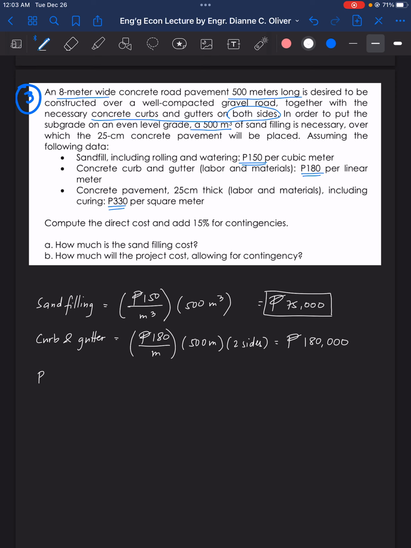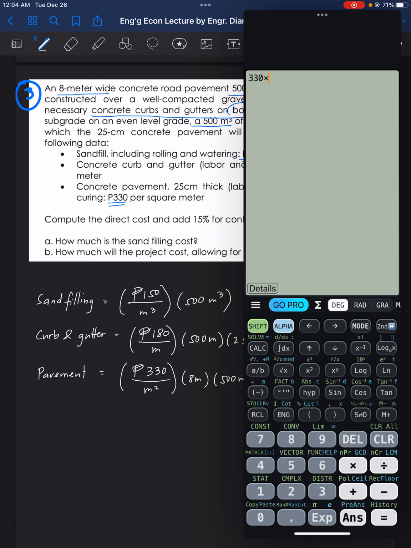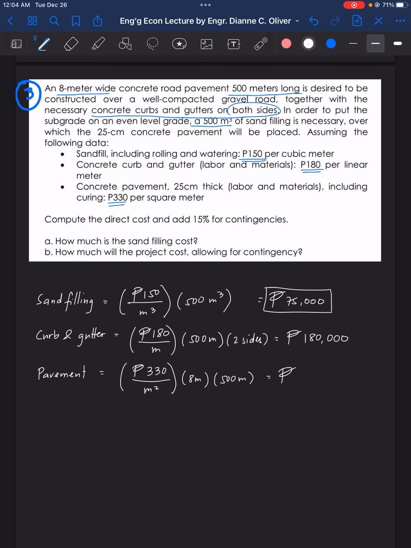Next, the last item, we have the concrete pavement. And the cost here is 330 per square meter. So for the square meter of the pavement, it says here 8 meters wide and 500 meters long. So how much? 330 times 8 times 500. So 1,320,000.